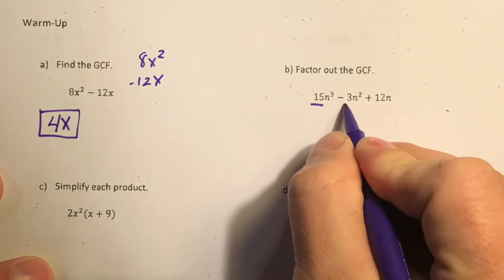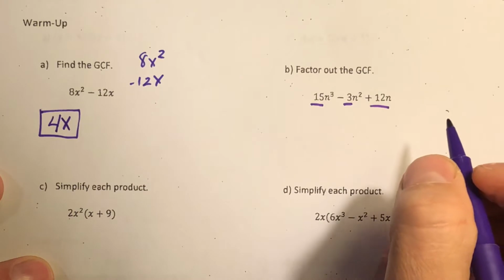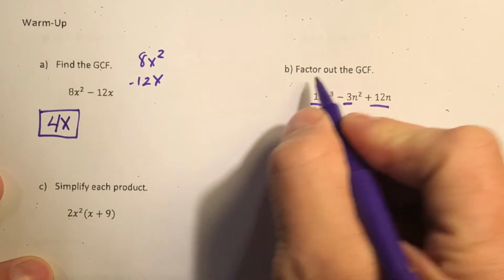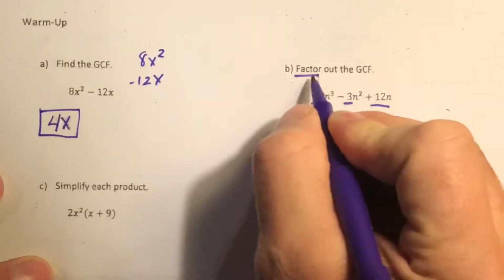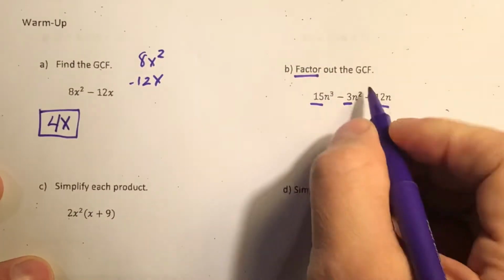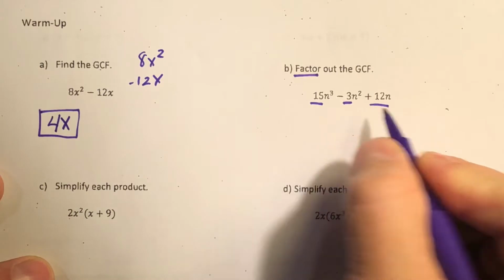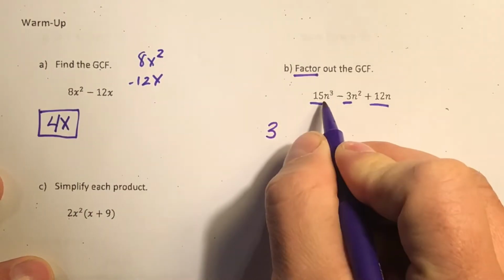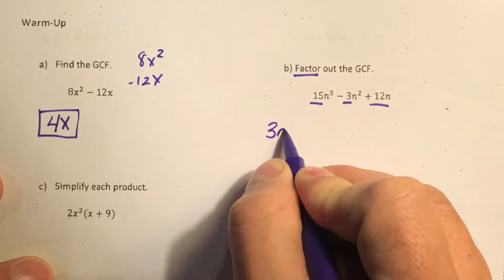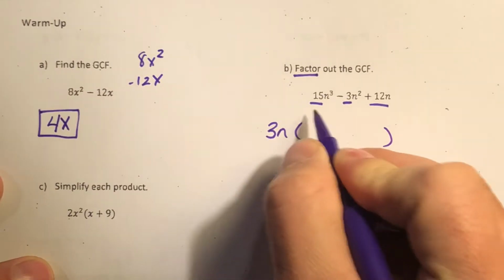Here we're looking at these 3 terms. Now this one says be careful. This one says factor. It doesn't just say find the GCF. It says factor. So step number 1 is to find that GCF. Out of those 3 terms, all 3 of them have a 3, and they all have an n. So my GCF would be 3n.